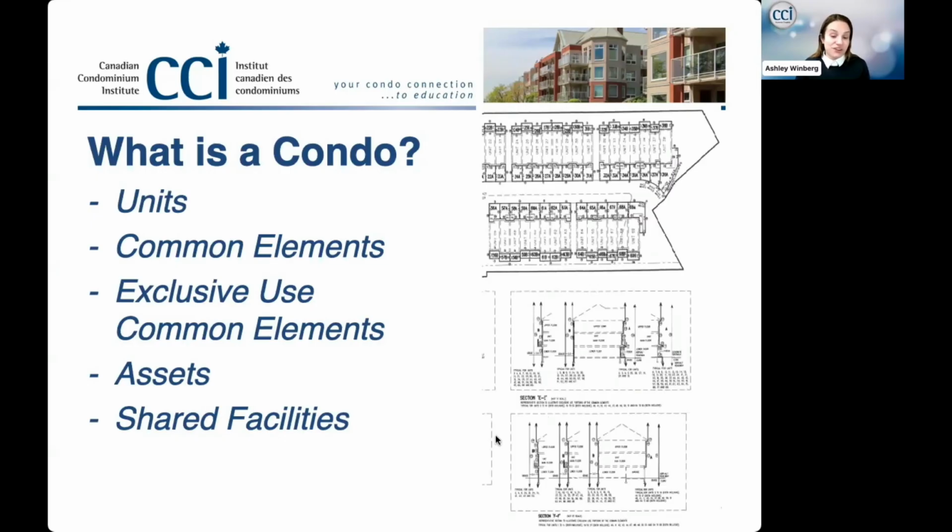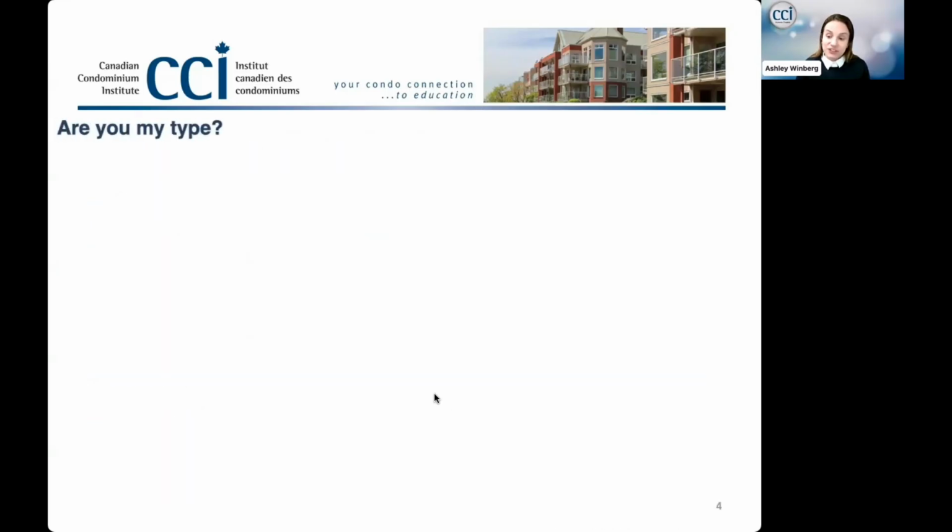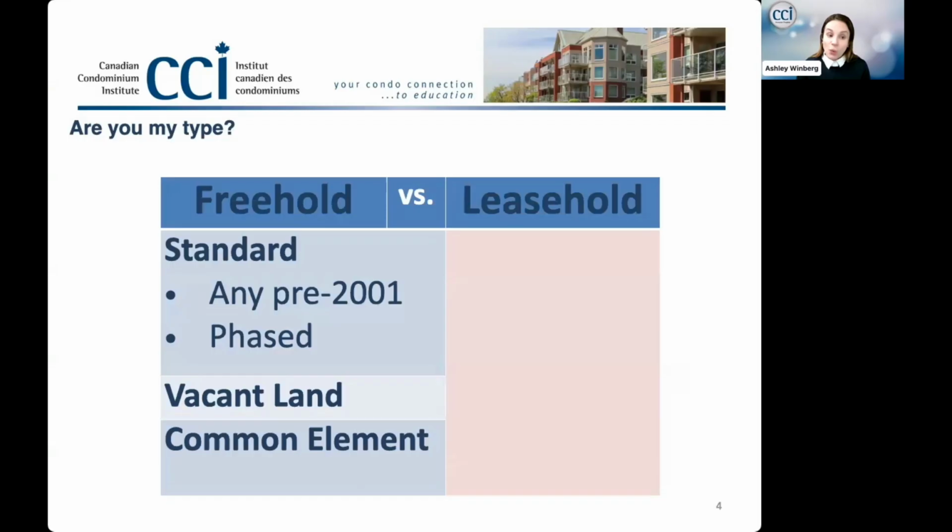That is that portion for now. Evan, do you want to take over to speak on what type of condos there are? I would like to do that.